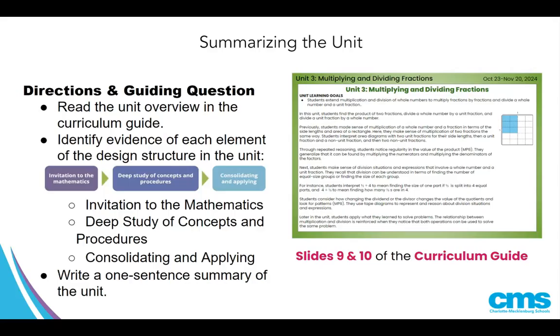In Section B, students make sense of division situations and expressions that involve a whole number and a unit fraction. Students consider how changing the dividend or divisor changes the value of quotients, and they look for patterns. That's Math Practice 8. They use tape diagrams to represent and reason about division situations and expressions. In Section C, students apply what they learn to solve problems. The relationship between multiplication and division is reinforced when they notice that both operations can be used to solve the same problem.